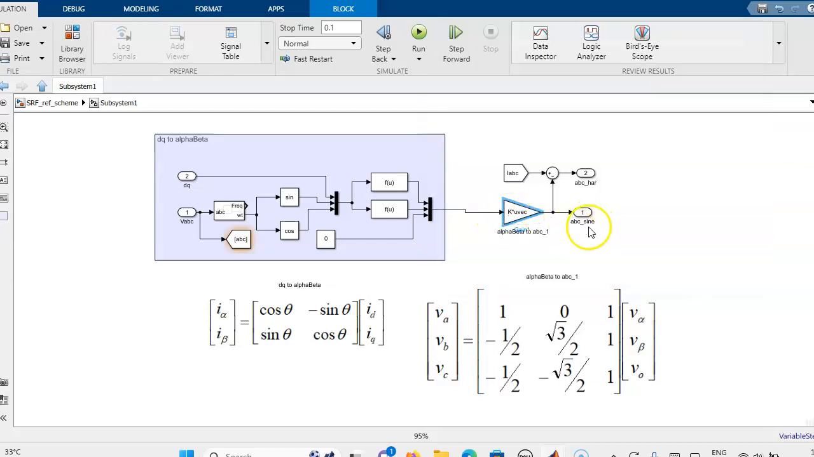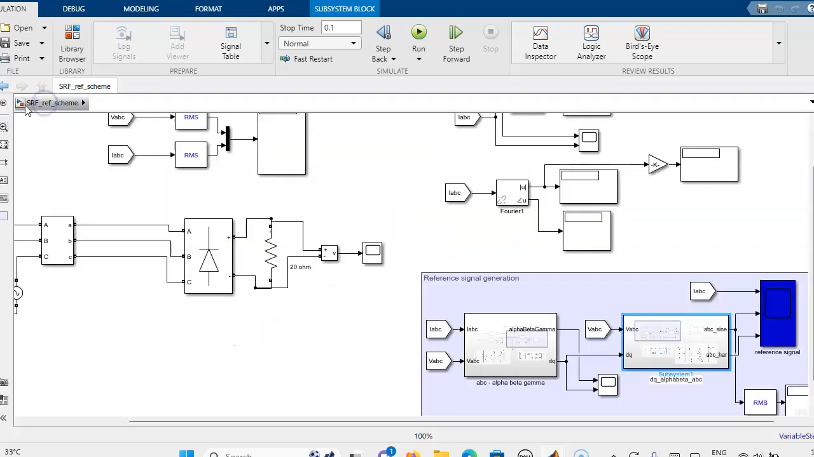So that is given as the ABC sine wave, and sometimes we will use the harmonic current as the reference signal. So we can take the actual current minus the fundamental current, and that will give you the harmonic current. So both currents we are getting from this reference signal.